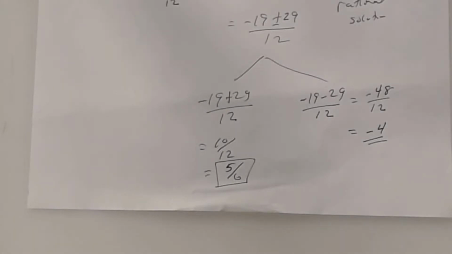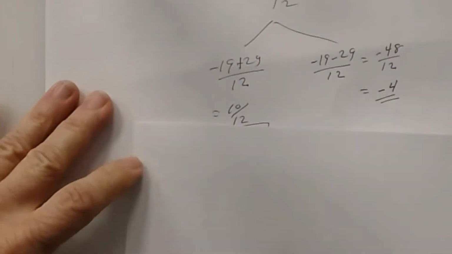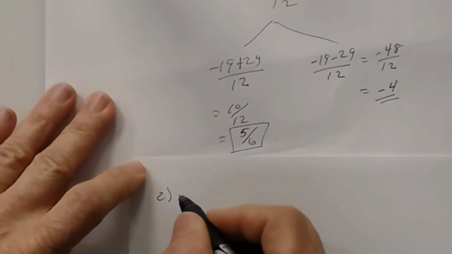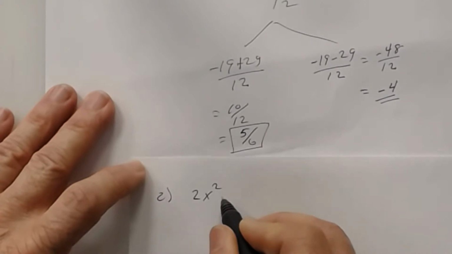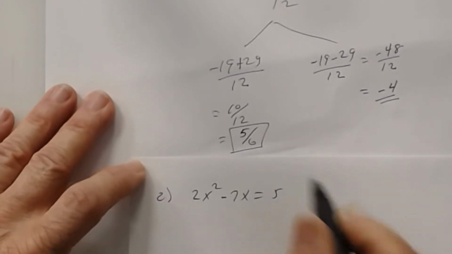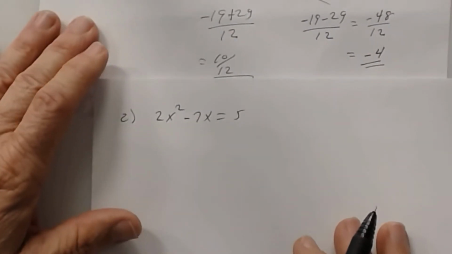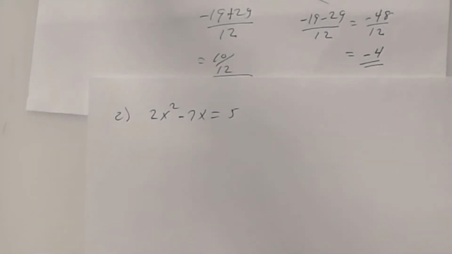Let's do another one. So some of you last semester, remember that's always at the end of the course, so you maybe remember that. All right, number 2. We have 2x squared minus 7x equal 5. 2x squared minus 7x equal 5.